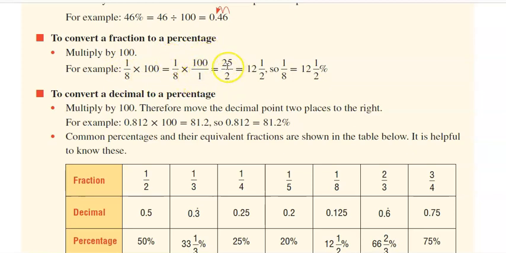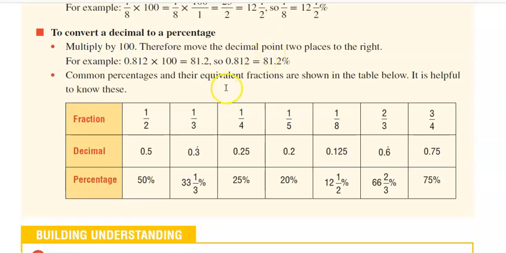Now here we've done a simplification to 25 over 2, and there's this important step of getting from this here to 25 over 2, which I'll show you the intermediate step when we do an example. 25 over 2 simplifies as 12.5. So 1 over 8 is equal to 12.5%.